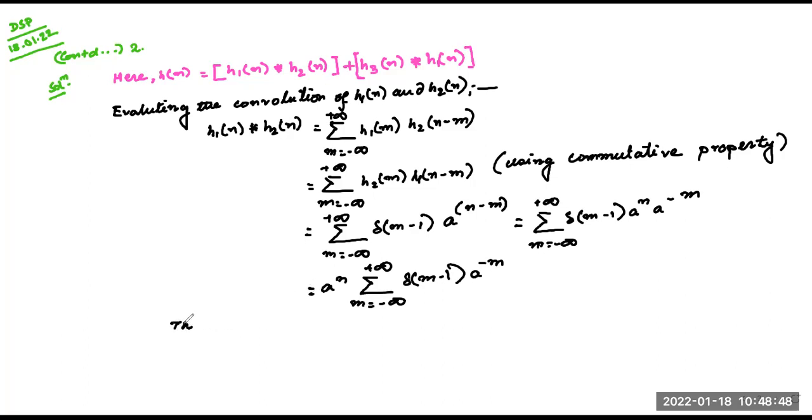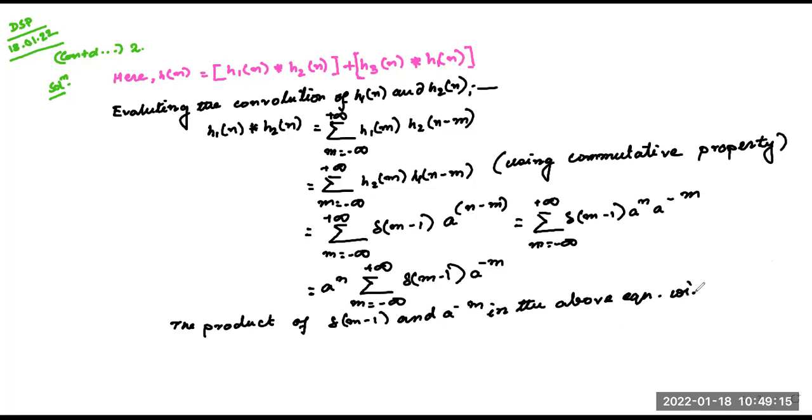So the product of delta m minus 1 and a to the power minus m in the above equation will be non-zero when m equals 1.